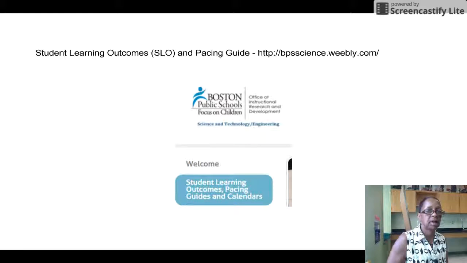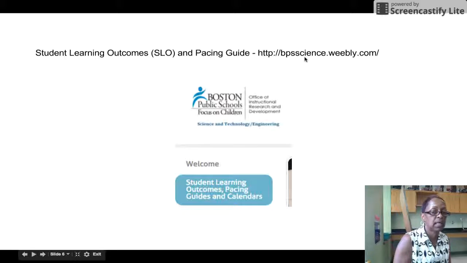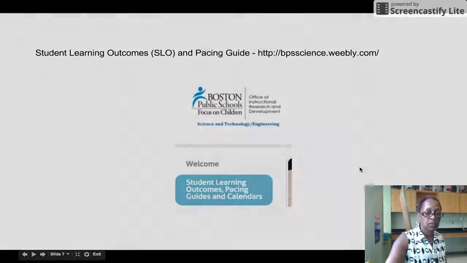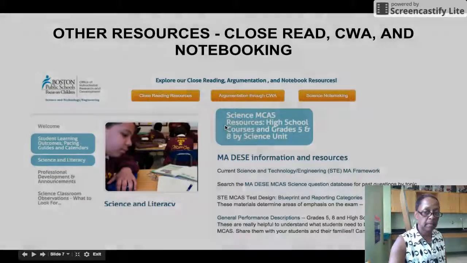The science department is a wonderful source to help you understand what you need to do as far as pacing, what students need to learn, and what students need to know when you're done. So when you go into the science website, right on the left side is the welcome, and underneath that tab is student learning outcomes and pacing guides calendar. You want to go through this guide, the student learning outcome, and I'm just going to move forward here.